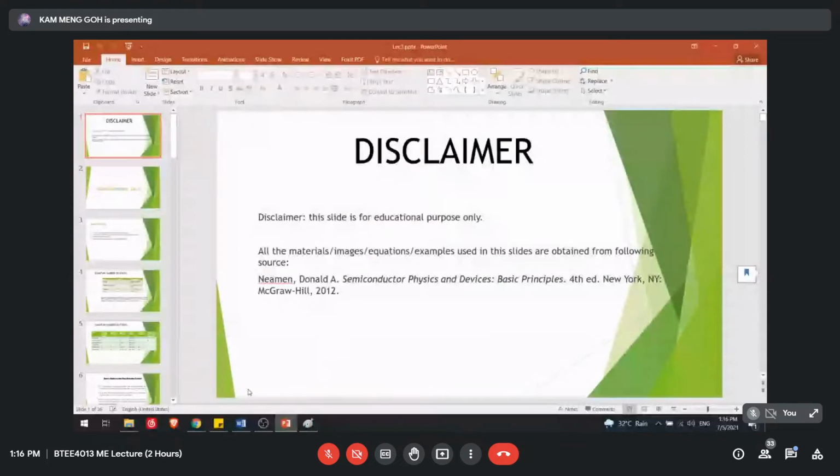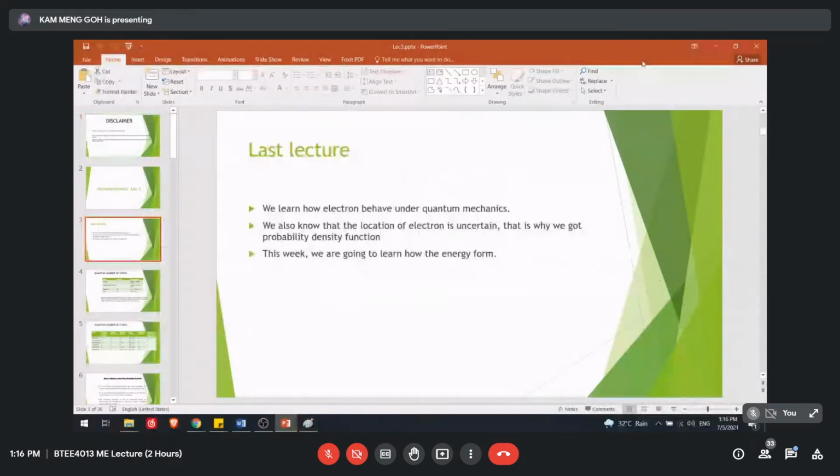Last lecture, we learned how the electron behaves under quantum mechanics. We also know that the location is uncertain, so that's why we got the probability density function. And right now, we are going to learn how the energy forms.